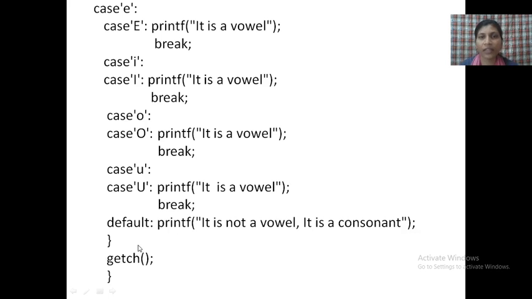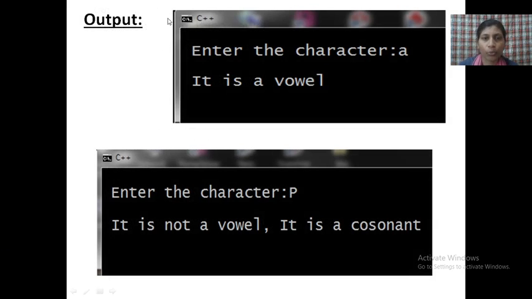This is your 10th C program, vowel and consonant. See, this is the output. Enter the character. This type of message it will display on the monitor screen. Which character you want, you can enter. I want A. I have entered small a. So A is a vowel, and it will display the message on the monitor screen: A, it is a vowel.